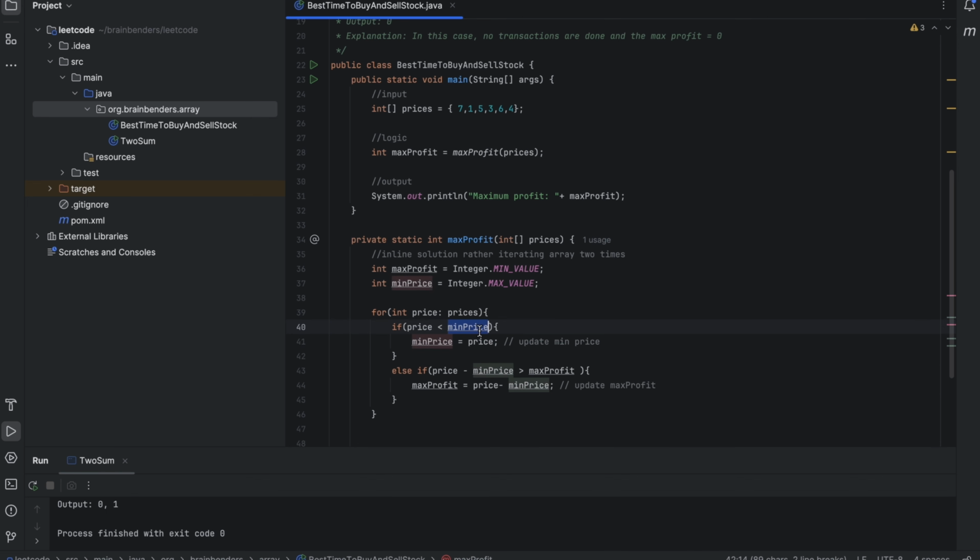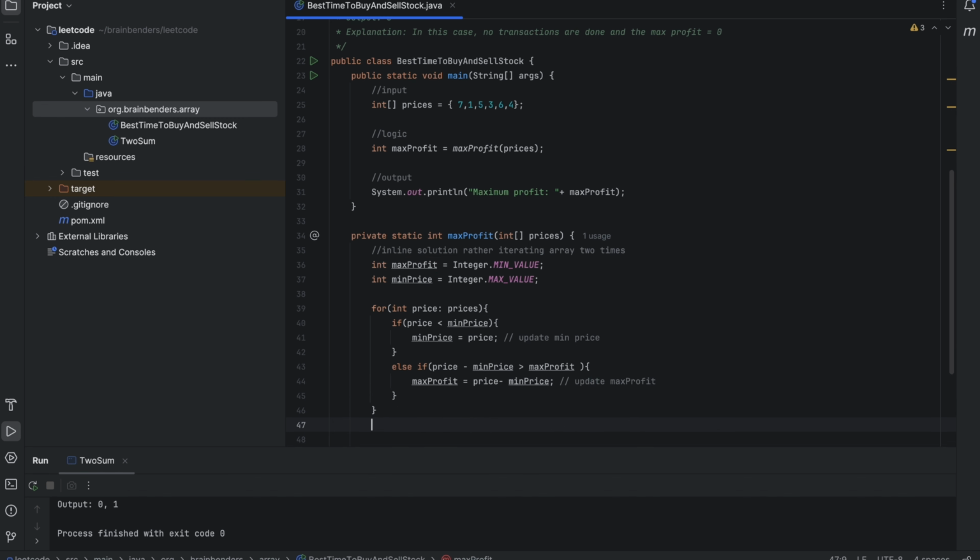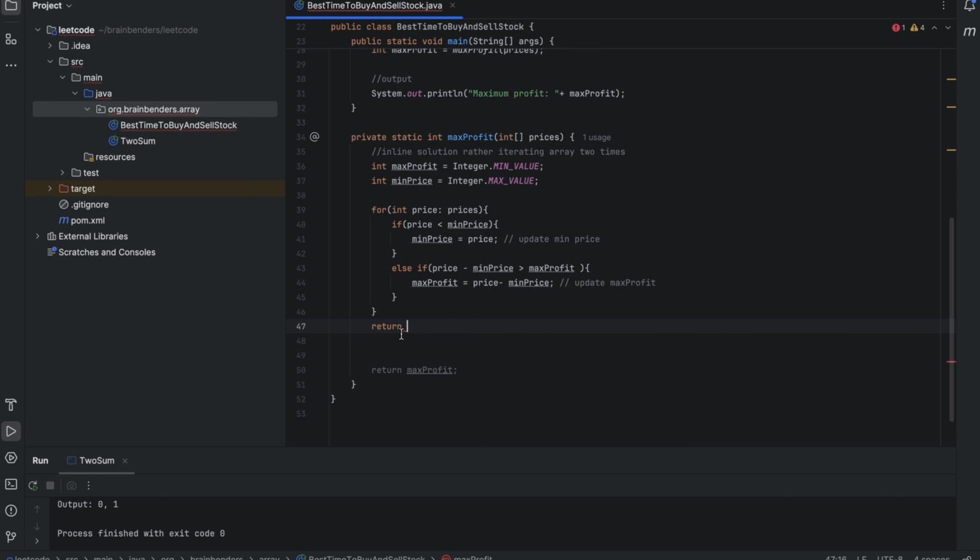Whenever the current price on the ith day is less than min price, I should definitely update my min price. At the same time, if this condition is not met, we should always find the difference between the current price and the minimum price, whichever state it was in before. If it is greater than max profit, that means our max profit needs to be updated. And that's pretty much all. I need to return max profit, which is already there.